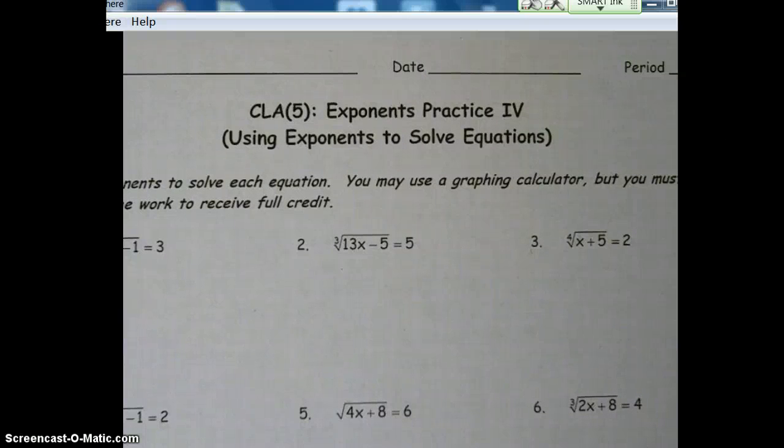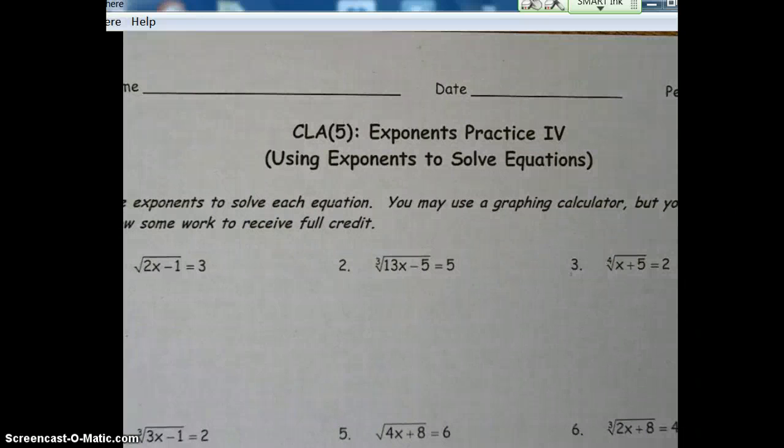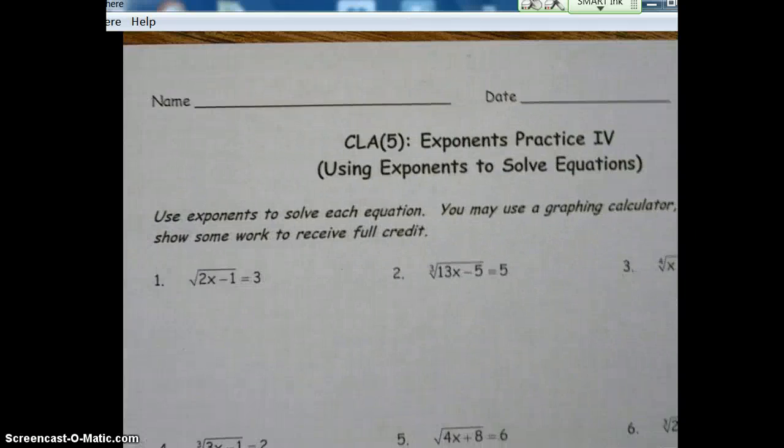Let's see if I can zoom out a little bit here. Doesn't seem to want to cooperate. So I'll just move the worksheet.